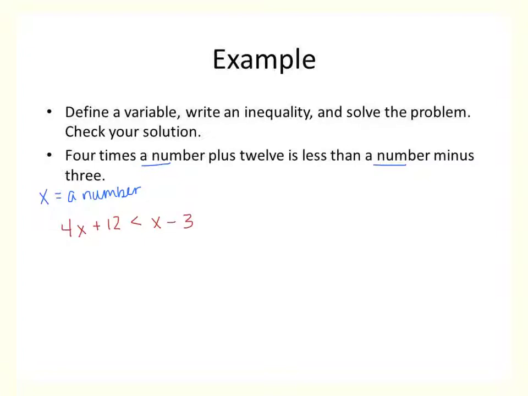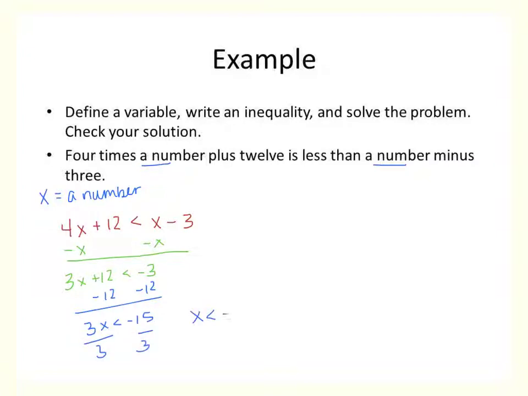So you're going to get a point for writing that, and then we're going to solve it. So we're going to move x to the other side first. Remember, I would suggest you always move your variable first. Okay, and then we can move the 12. And finally divide by 3. x is less than negative 5.